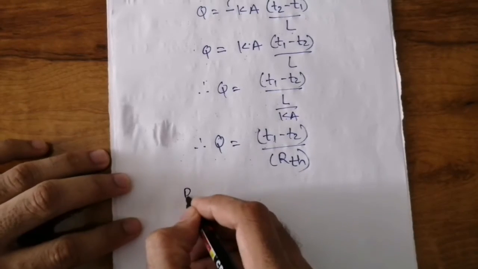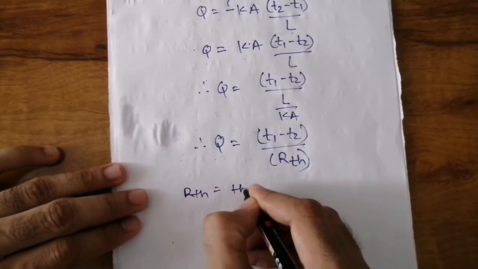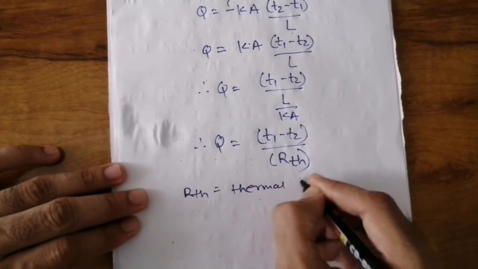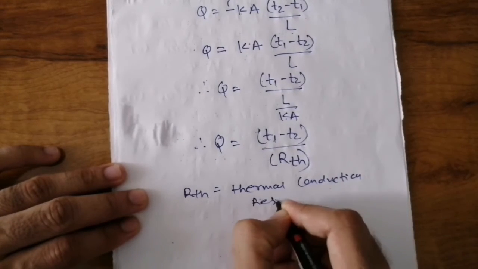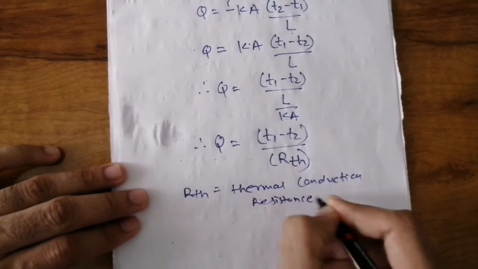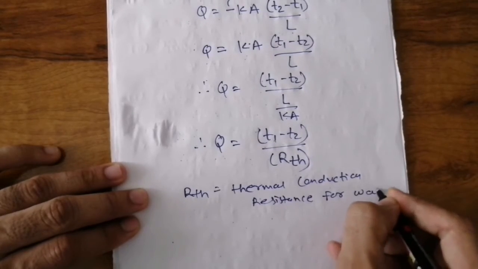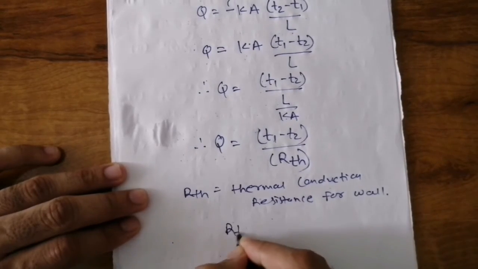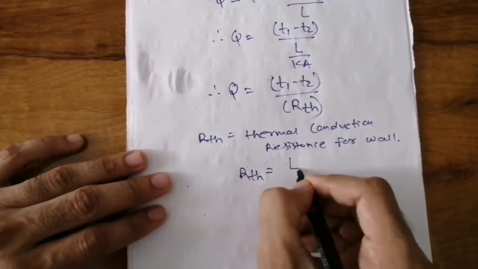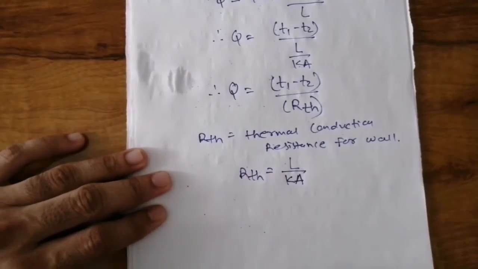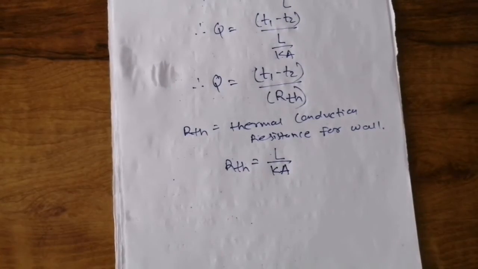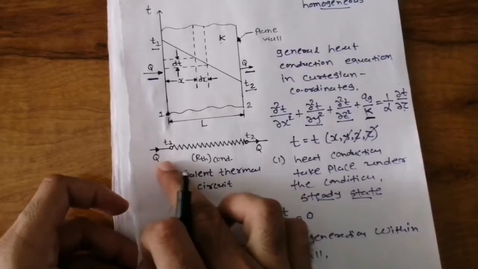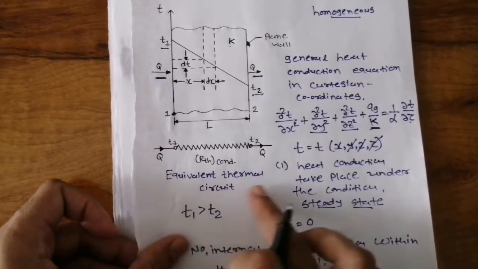RTH means thermal conduction resistance for the wall. And what will be the RTH? So RTH is equal to L by K into area. Now you can see that here, this is the equation for the equivalent thermal circuit.